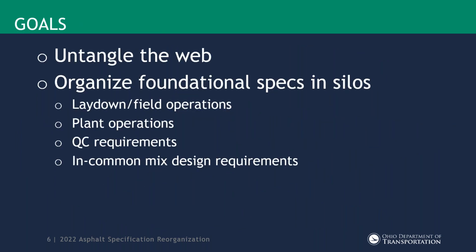So our goals for the whole thing were just to untangle this web, and really everything I could put as a sub-bullet to that, because that was the overarching goal. We wanted to take those foundational specs and isolate them in silos so that they only had specific information for that part of the process. So one for laydown and field operations, one for plant operations, one for QC requirements, and then one for all the incoming material and mix design requirements.